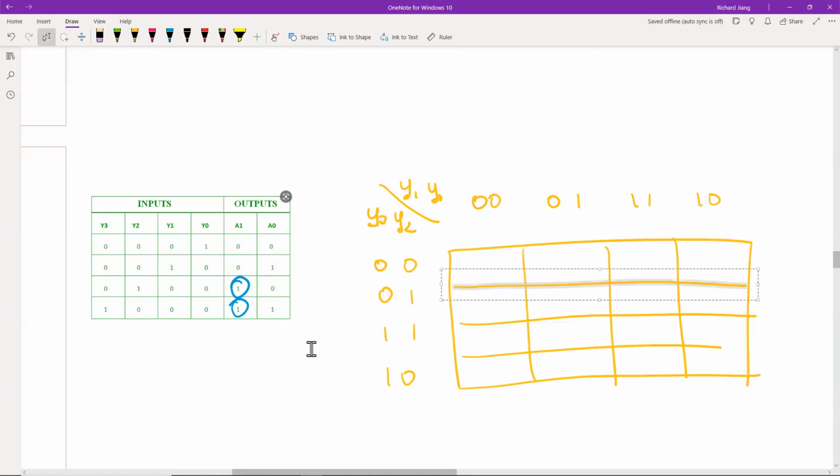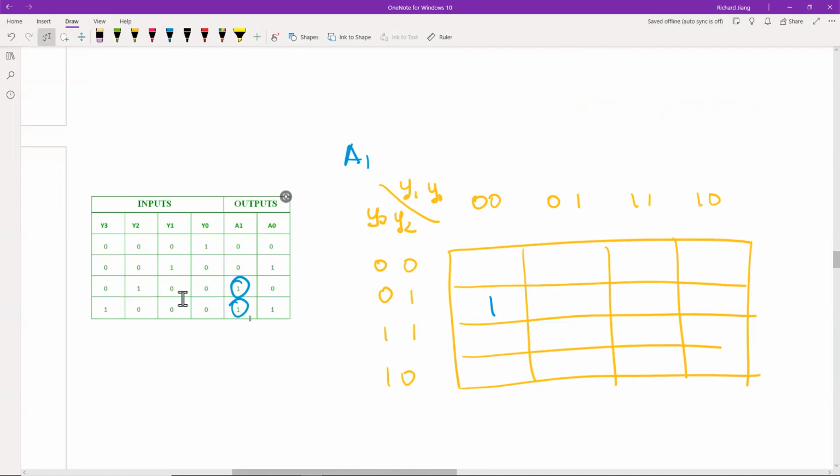And we see that, so this is the K-map for A1, by the way. We see that A1 is equal to 1 when Y3, Y2 is equal to 0, 1, and Y1, Y0 is equal to 0, 0. So we're looking in the first column, and we're looking at the second row. So there's a 1 over here. Do you agree? Yep. Okay, good.